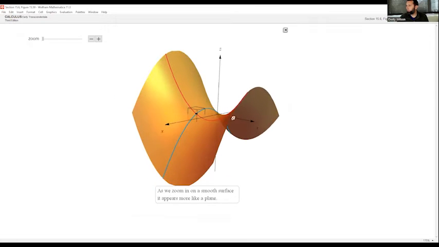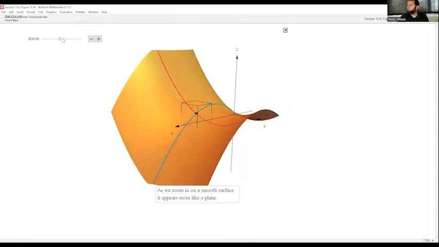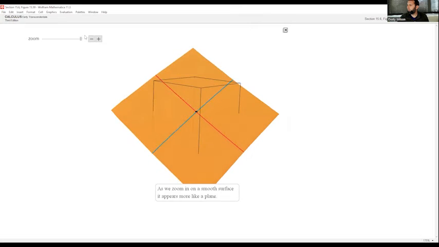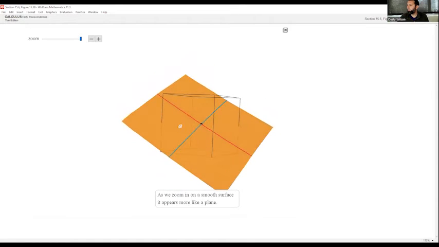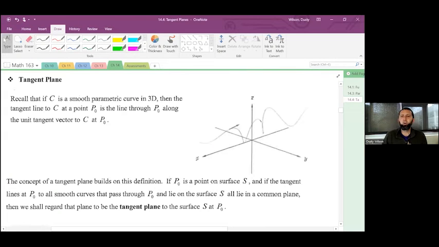Let me go back out. So see the curve of the red line and the curve of the blue line. But as we zoom in far enough, we start to see that it looks like a plane. Not just a line, not just a tangent line, but an actual tangent plane. So let's try to understand this new concept of a tangent plane.